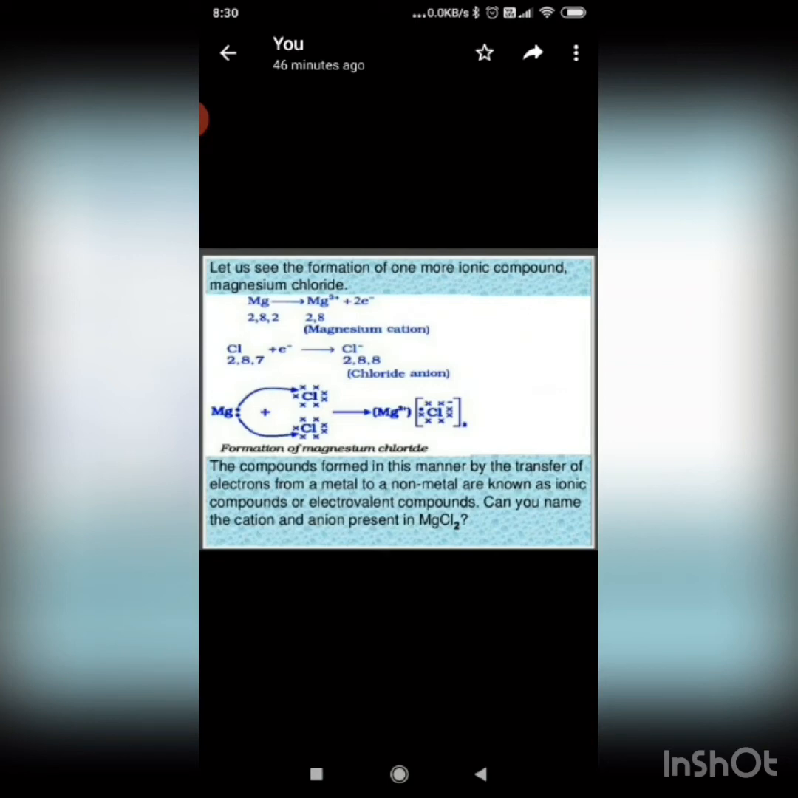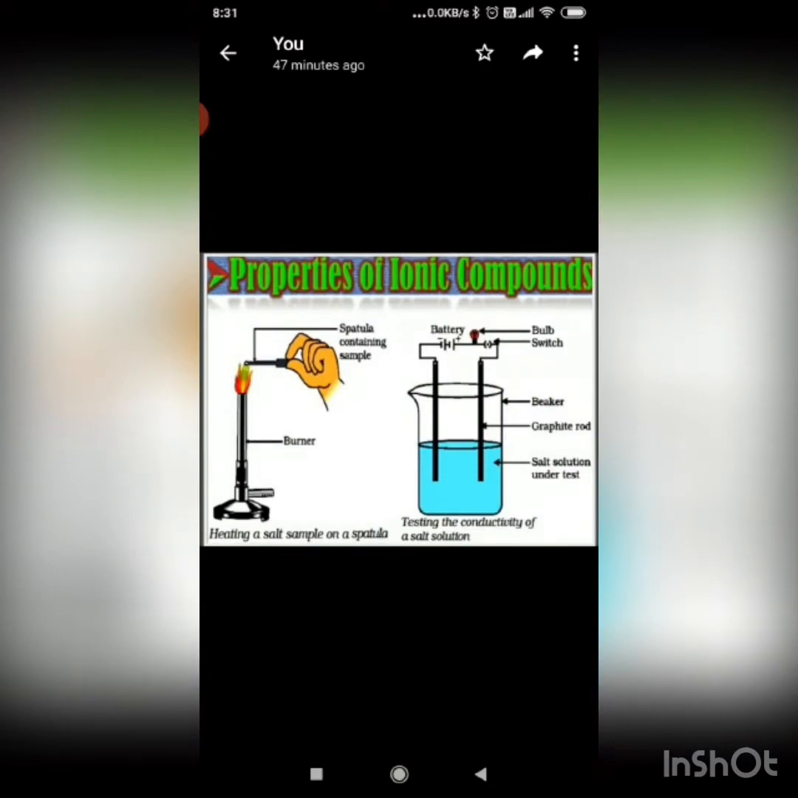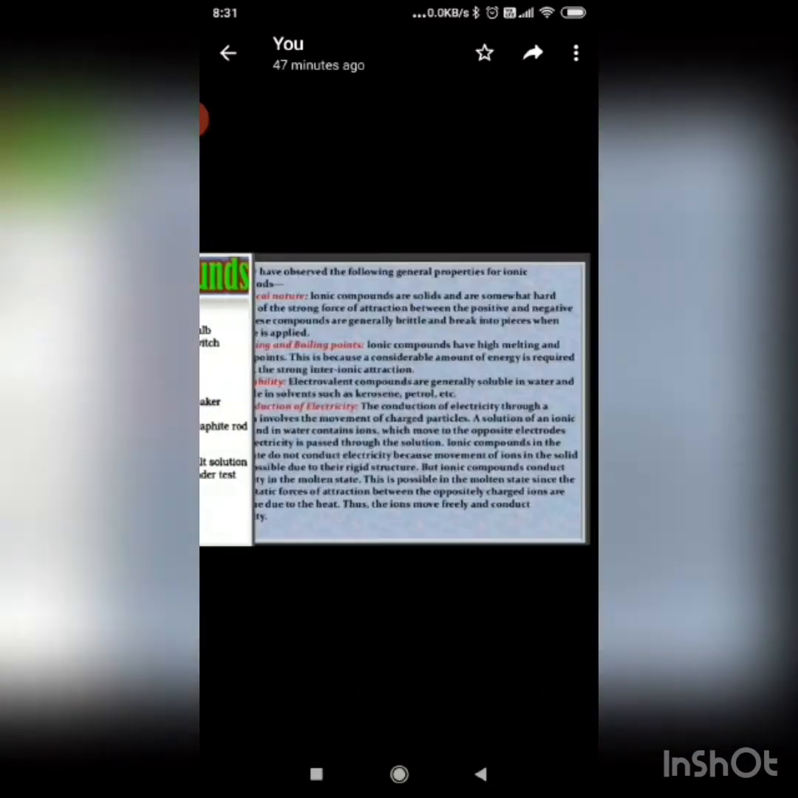The compounds formed in this manner by the transfer of electrons from a metal to a non-metal are known as ionic compounds, also known as electrovalent compounds. That means when compounds are formed by the transfer of electrons, they are known as ionic compounds or electrovalent compounds. So what are the properties of ionic compounds?